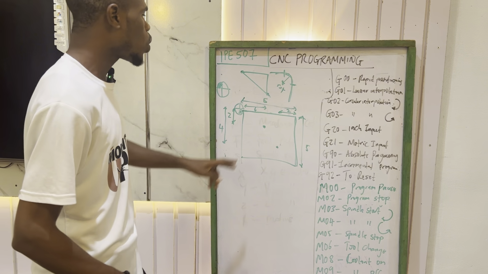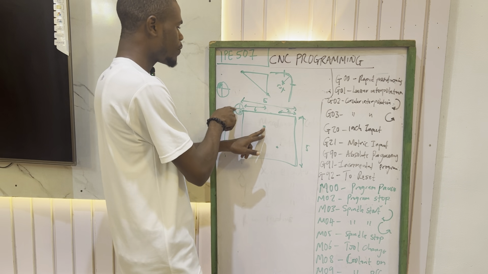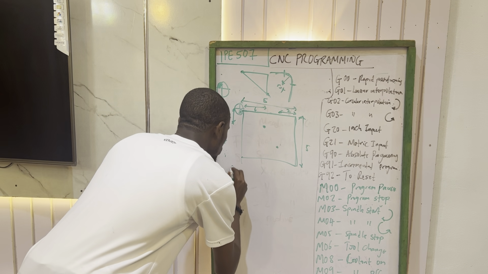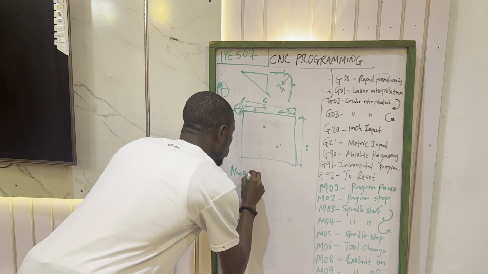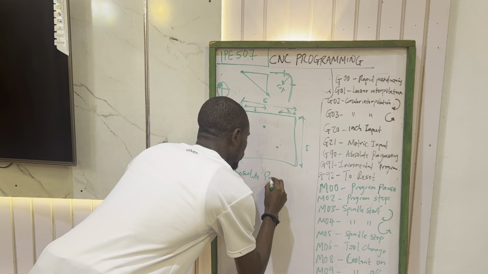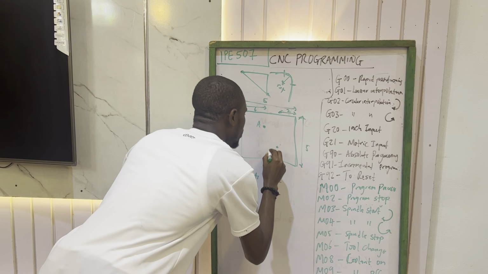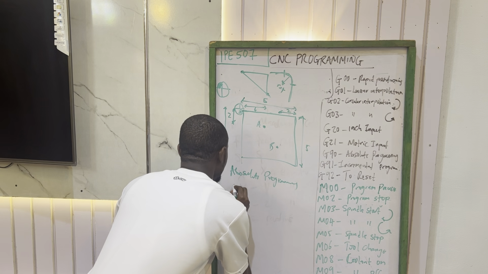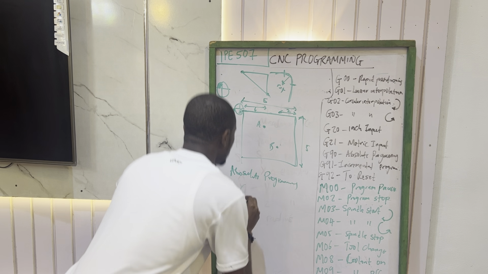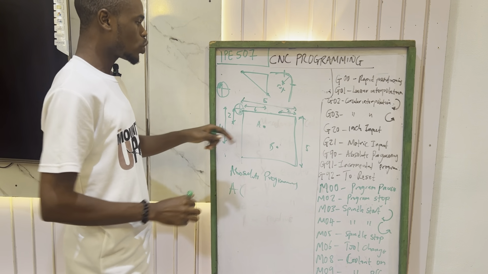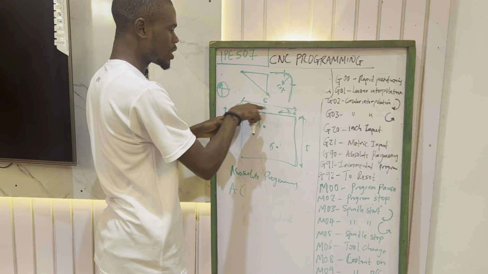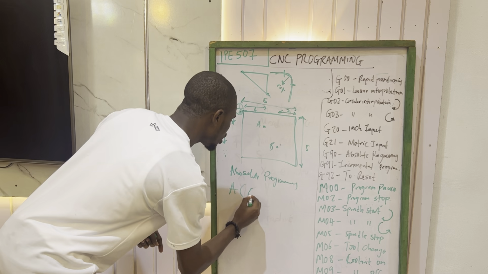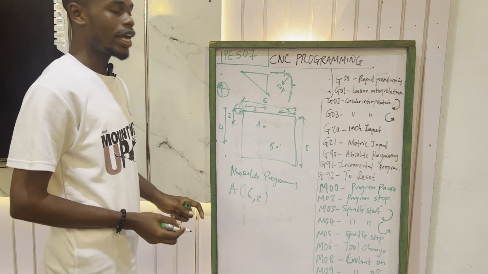Do you get? So if you want to locate this particular point, under absolute programming, let me call this point A and point B. To get this particular point A, towards the X axis is 6, towards the Y axis is 2. So we call it 6, 2. That's on the XY axis.